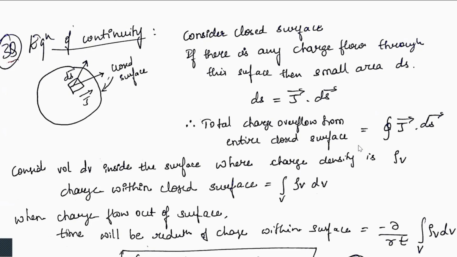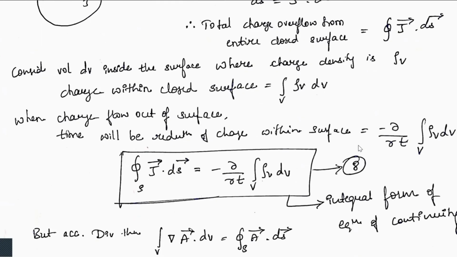Now consider a volume dV inside the surface where the charge density is rho v. The charge within the closed surface will be the integration over V of rho v dV. When the charge flows out of the surface, there will be a reduction of the charge within the surface, that is minus dou by dou t, integration over V of rho v dV. Finally, the surface integral of J vector dot dS vector is equal to minus dou by dou t of the volume integral of rho v dV. This will be my integral form of the equation of continuity.